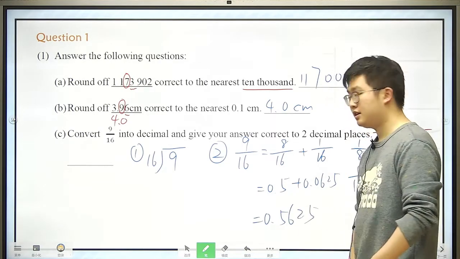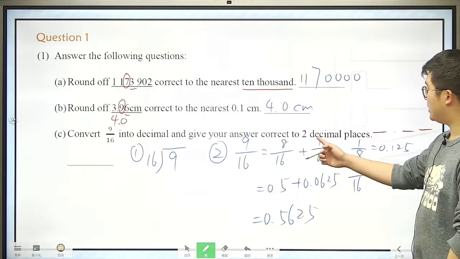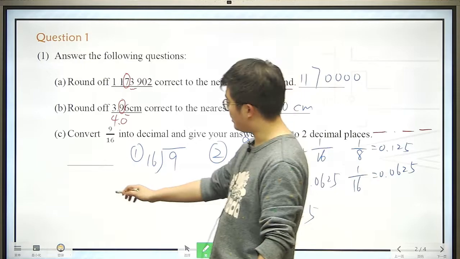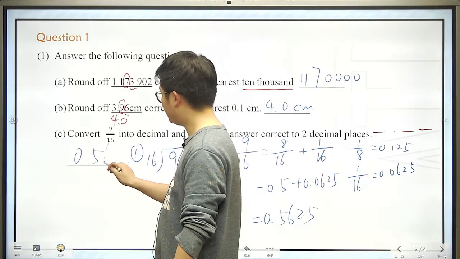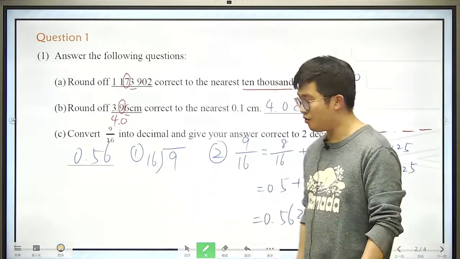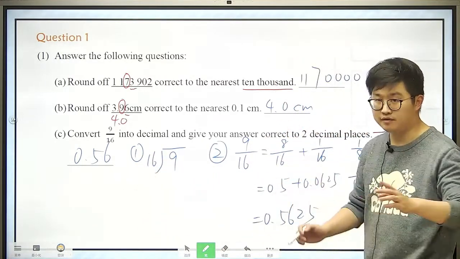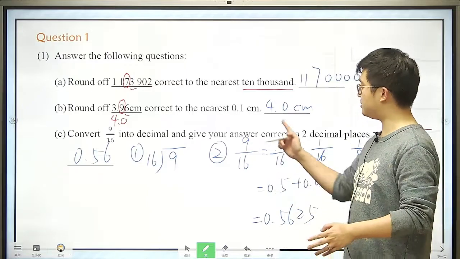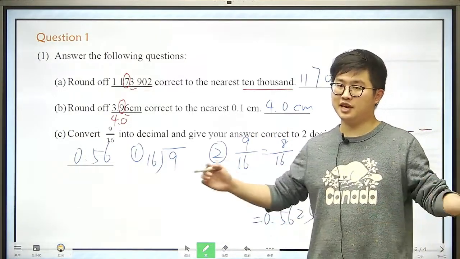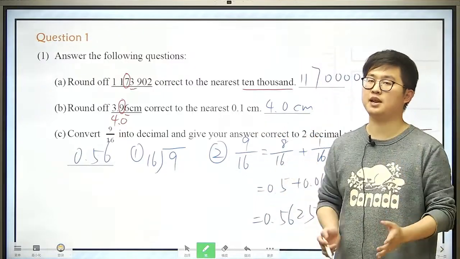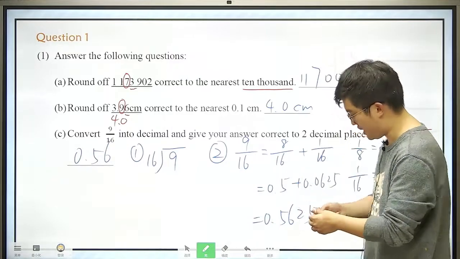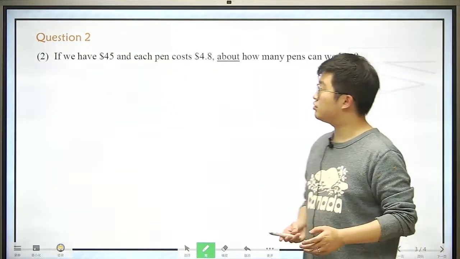0.5625. And don't forget that we only need 2 decimal places, right? So the answer would be 0.56. We can do this by simple division, or we can split it before we convert it. I think this is the better way, especially for secondary school, because in secondary school, we always need to simplify our calculation, or it will just consume you. And then let's move on to question number 2.